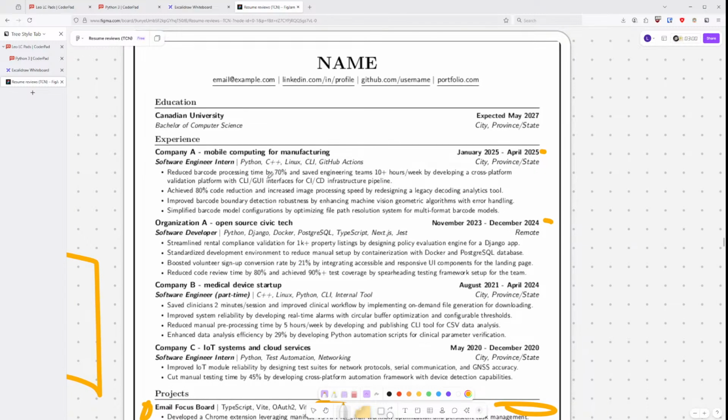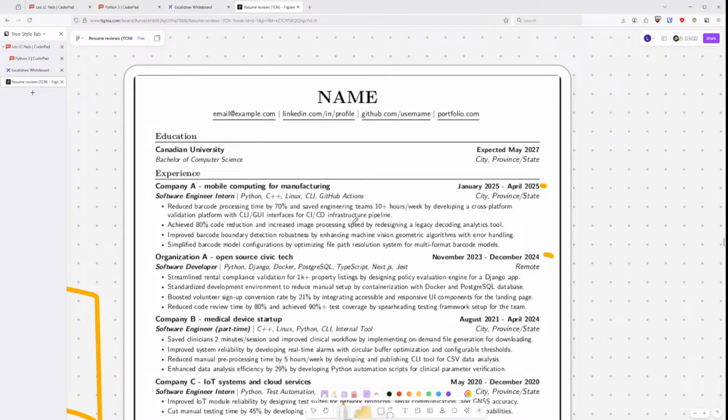Okay, saving time by creating a cross-platform validation platform with CLI GUI interfaces for CI/CD infrastructure pipeline. I don't understand this point. There's too much going on at this point. Okay, so you save time by developing a cross-platform validation platform. That so far makes sense. Or sorry, with interfaces makes sense.